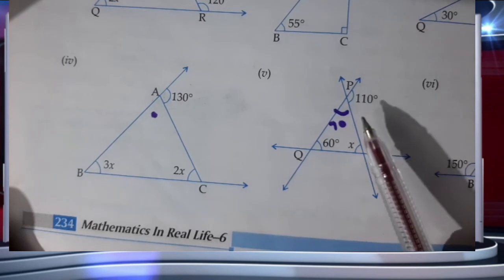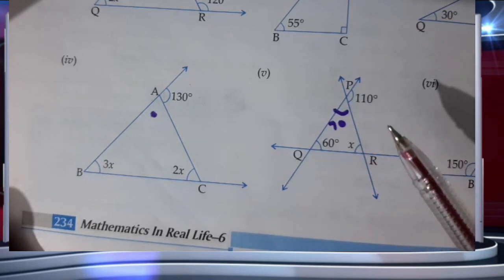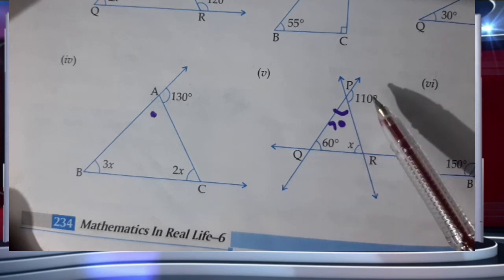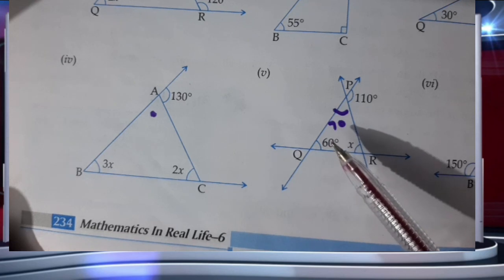And students, you can do this question by the exterior angle theorem also. Here it is 60 plus x is equal to 110. So x is equal to 110 minus 60, which is 50.